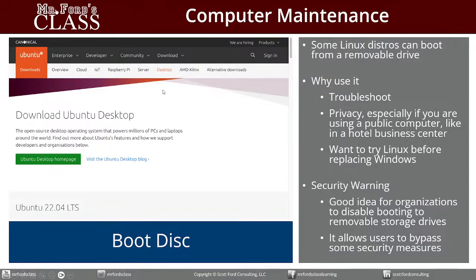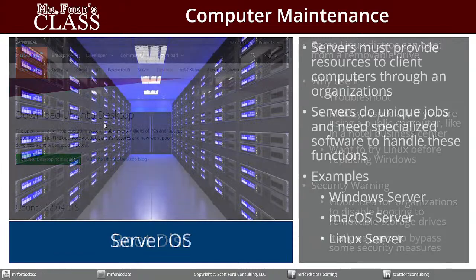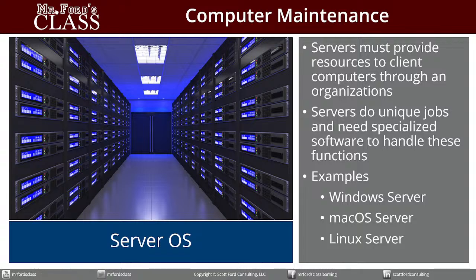I will say this, that does present a security warning. There is a security issue because it will bypass all of your local controls on that particular computer. So if you have a logon required to get into that computer, Windows logon to access that specific computer, this bypasses all of that. Server operating systems.